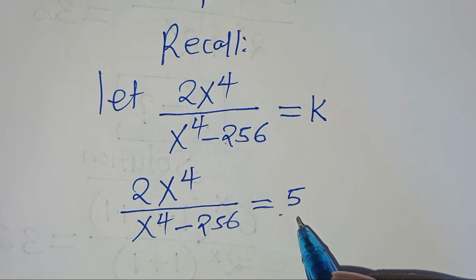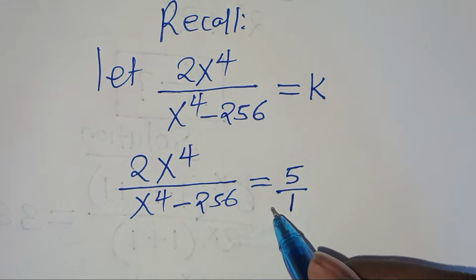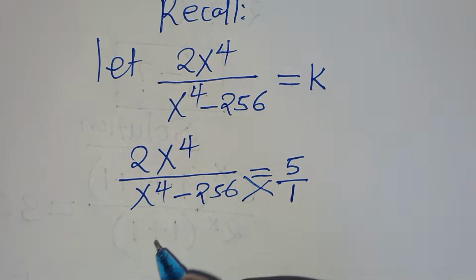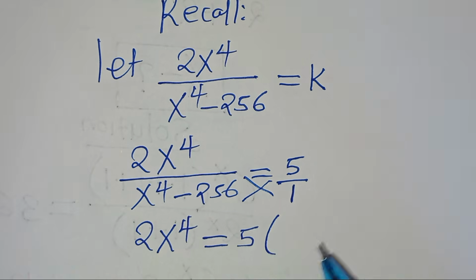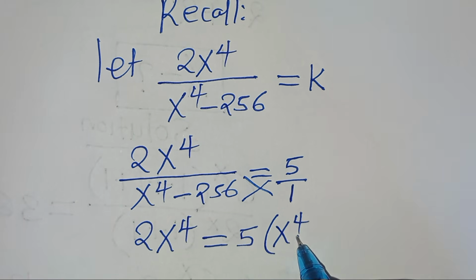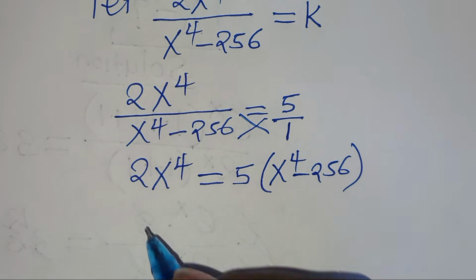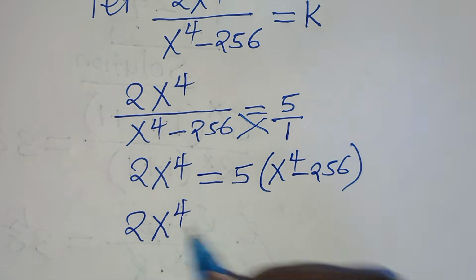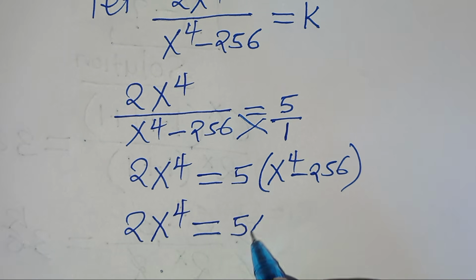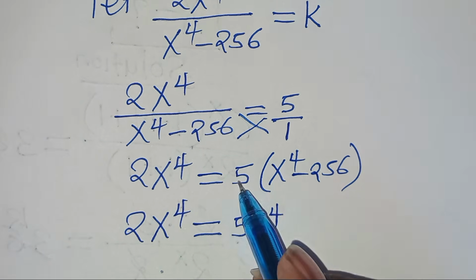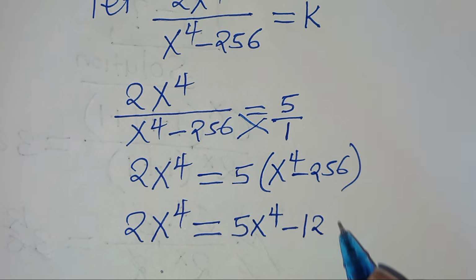5 is our whole number, so let's see this is over 1. So let's cross multiply from here so that we have 2x to the power of 4. This is equal to 5 multiplied by x to the power of 4 minus 256. So we have 2x to the power of 4 equal to 5 times x to the power of 4, this is 5x to the power of 4, then 5 times minus 256, this is negative 1280.